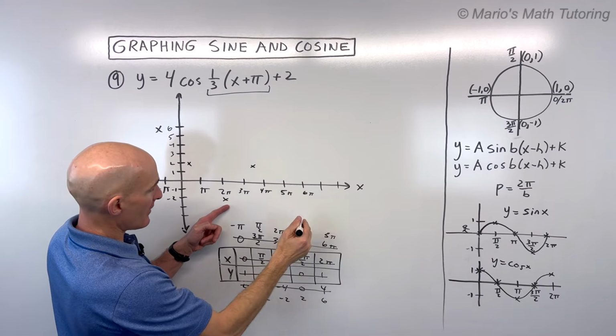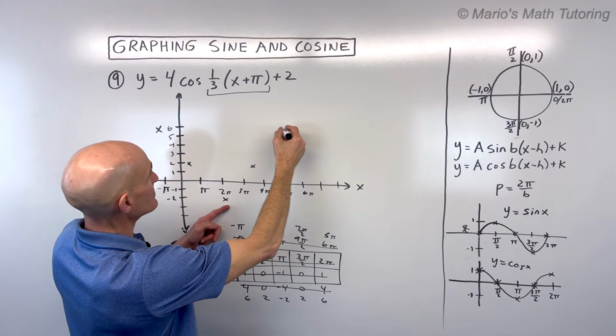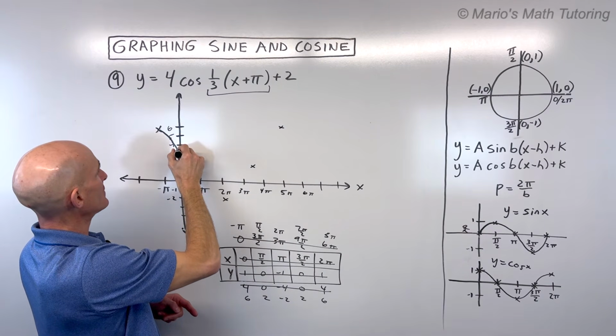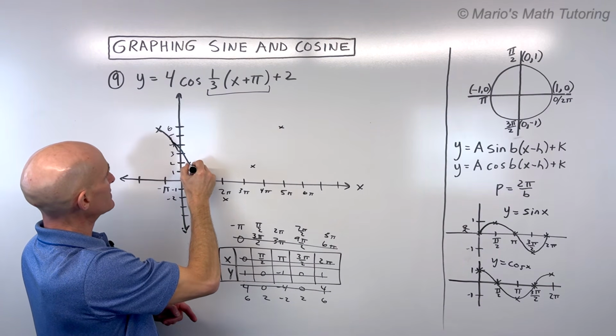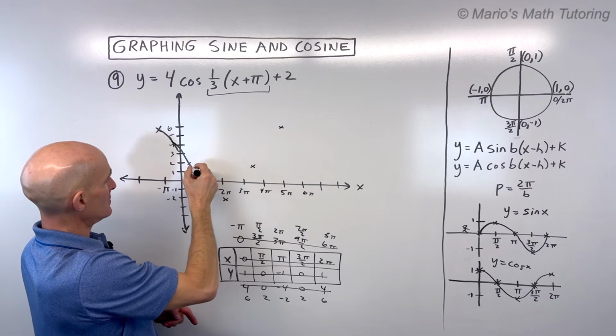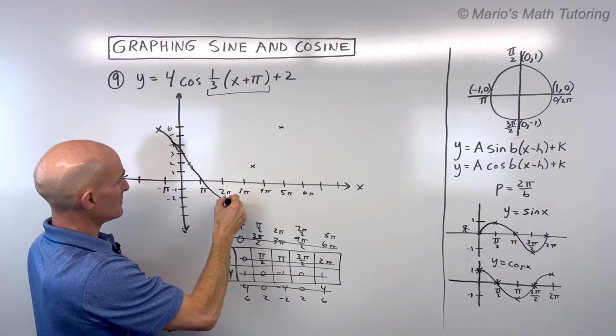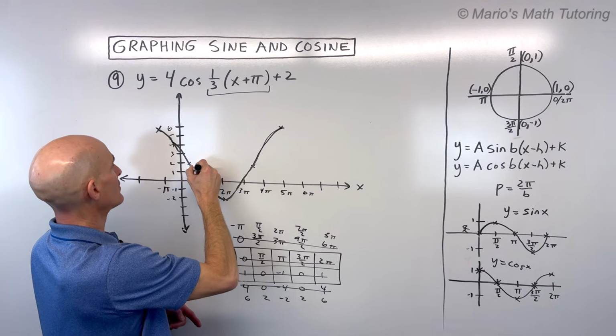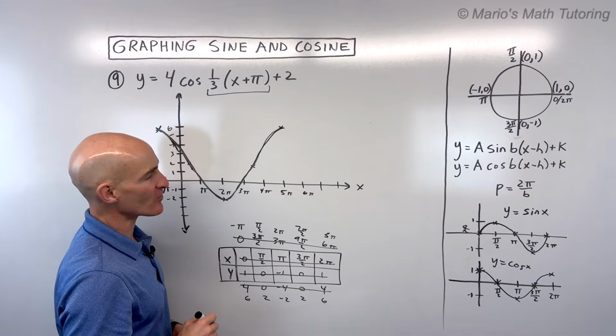And then over here at 5 pi, you're at 6 again. So that's the maximum up here. Okay, and that's it. So that's the graph. It's going to look something like this. Something like that. You can do it a little bit better. But basically that's the rough shape of the graph.